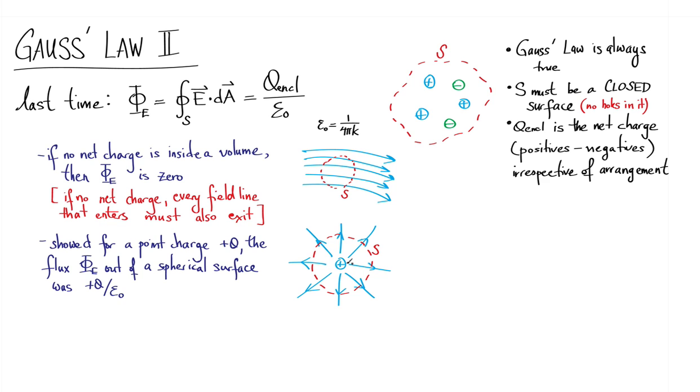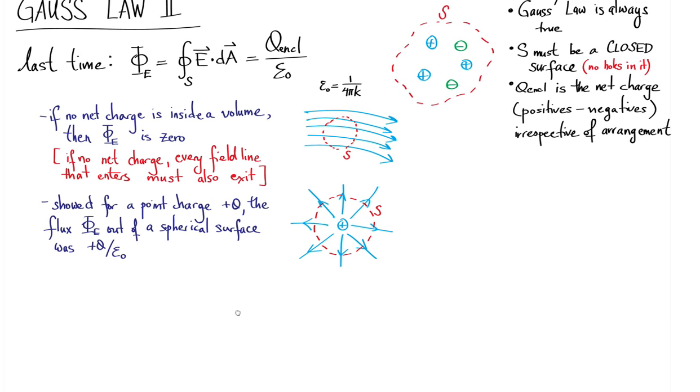We also said for a point charge plus Q that the flux, we solved for this actually, that if we took a spherical surface S, the net electric flux out of it was plus Q divided by epsilon naught. We basically just showed that by doing this integral, and that's just a restatement of Gauss's law.